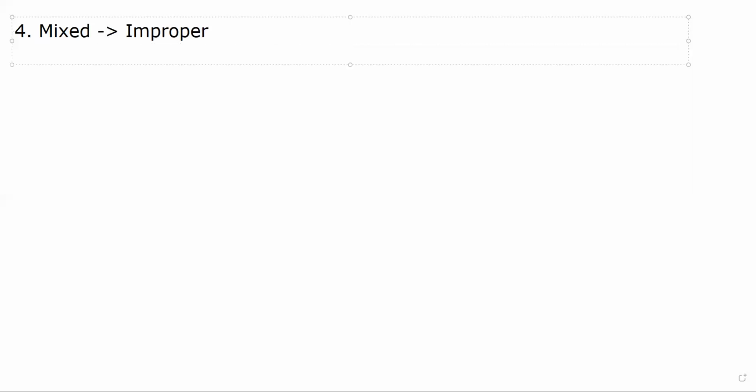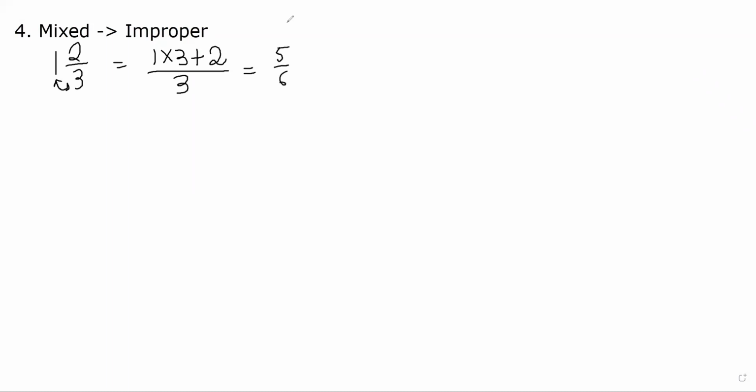Mixed to improper means, suppose I'm giving one example: the mixed fraction is 1 whole 2 by 3. So what is the process? With 1 we will multiply 3, meaning 1 multiplied by 3 plus 2, and the entire thing we will write in the numerator, and 3 will be the denominator, and the answer will come as 5 by 3. So from here we can derive one formula like that.